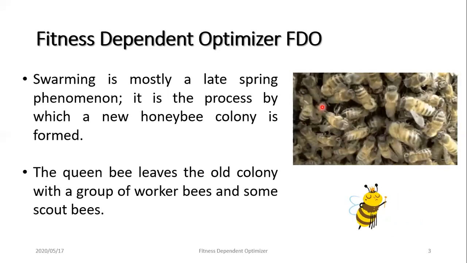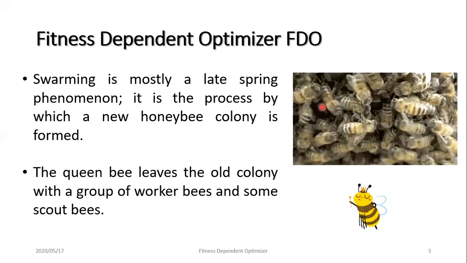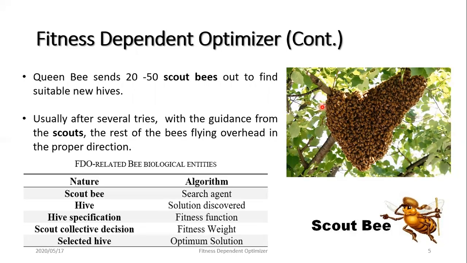The queen bee tries to leave the old colony with a group of worker bees and some scout bees. The swarm basically consists of 1,000 to tens of thousands of bees. They manage to settle 20 to 30 meters away from the natal hive temporarily. The queen bee then sends 20 to 50 scout bees out to find appropriate new hives. Usually this takes several attempts with the guidance from the scouts, and the rest of the bees flying overhead in the proper direction.